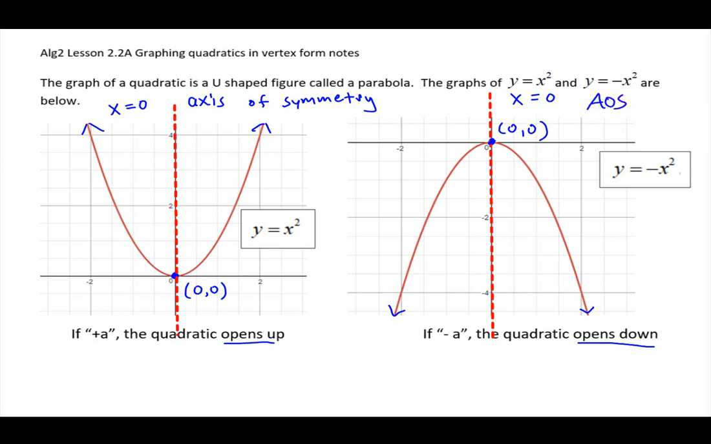A few other things that are really important. When the vertex is the lowest point, so for example here, we say that the quadratic has a minimum value. When the parabola's vertex is the lowest point, the quadratic has a minimum value. When the vertex is the highest point, we say the quadratic has a maximum value.